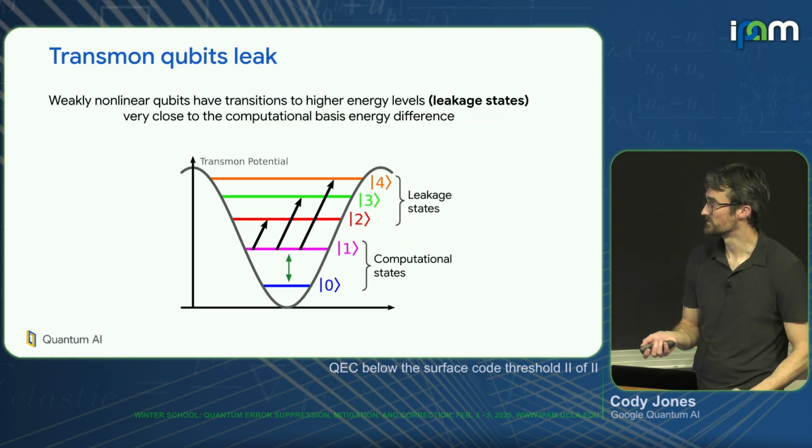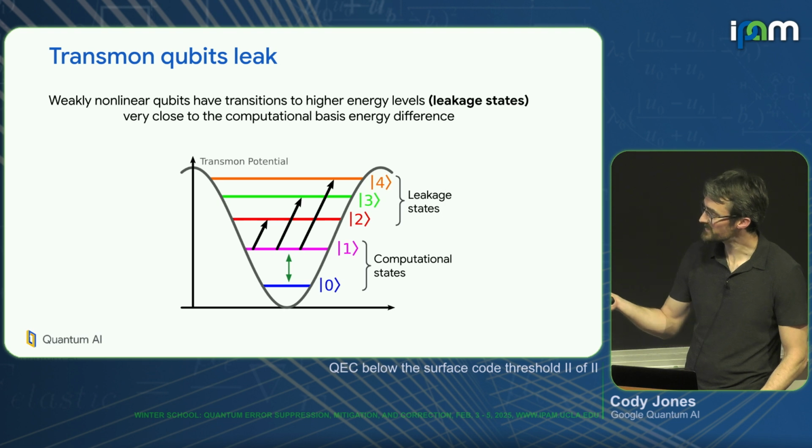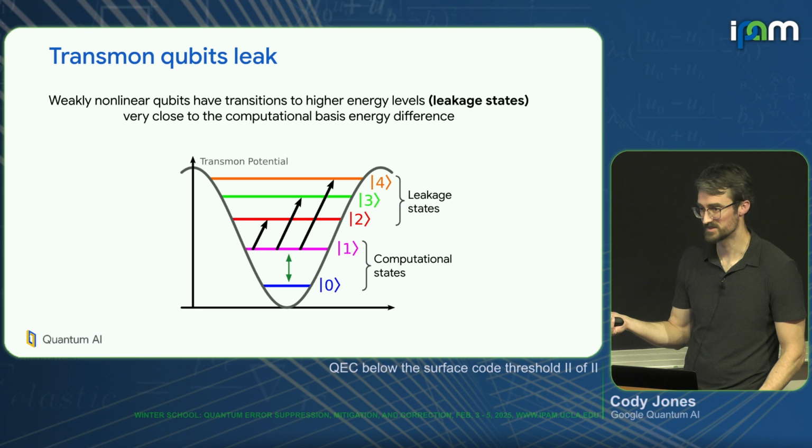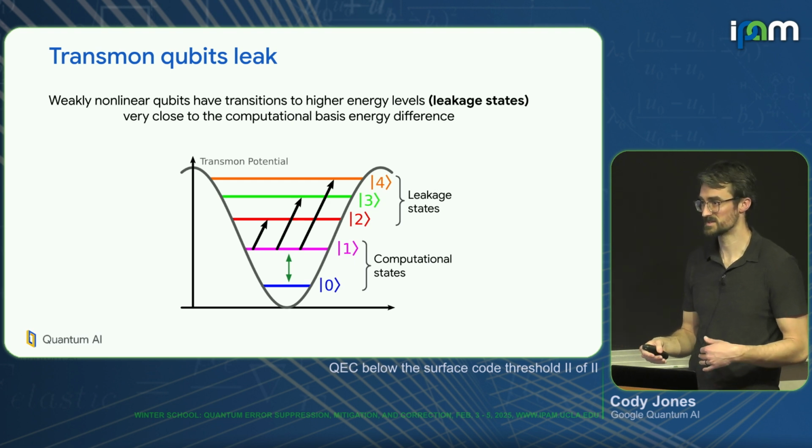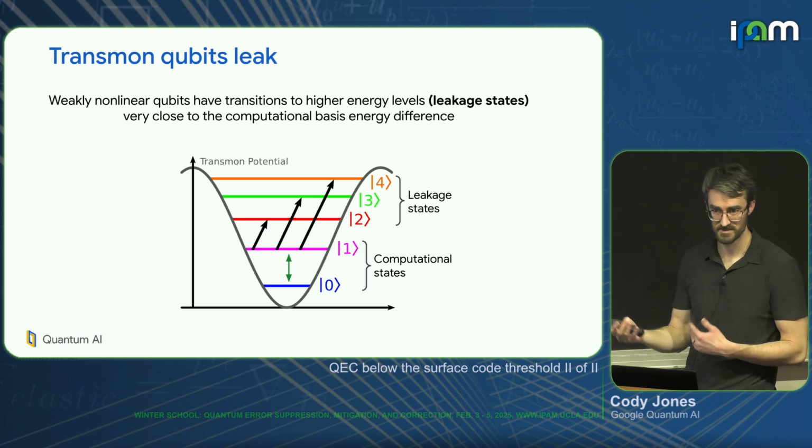So let's go back and remind ourselves what leakage is. This is the potential well that transmon qubit states live in. At the lowest level, we have the 0 state, and then we number them going up: the 1, 2, 3, 4 states. We choose to use the 0 and 1 states as our qubit. That means the other states are non-qubit states, and we call them leakage because ideally the system never enters those states, and when it does, it has leaked, it has left the qubit state.